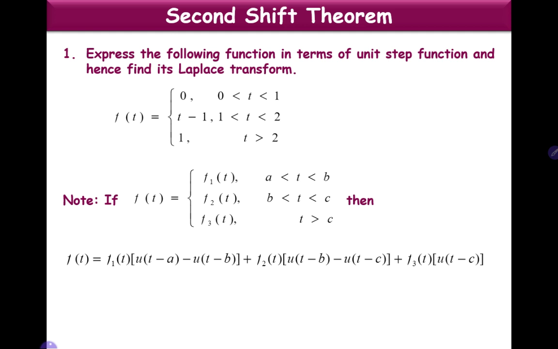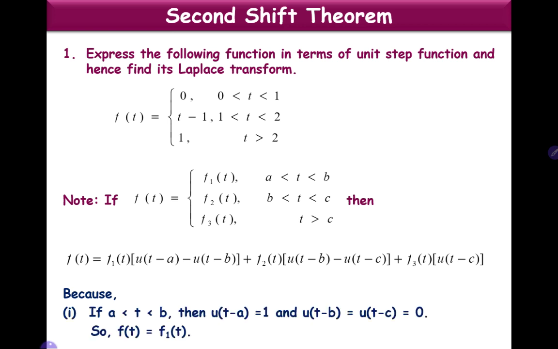But first observe how we are expressing f of t. The first definition f1 of t into u of t minus a, the lower limit, minus u of t minus b, unit step function corresponding to upper limit, plus second definition f2 of t into u of t minus b minus u of t minus c, plus and the last definition from c to infinity, there we get plus f3 of t into u of t minus c. Okay. So let us see now why f of t is equal to this.